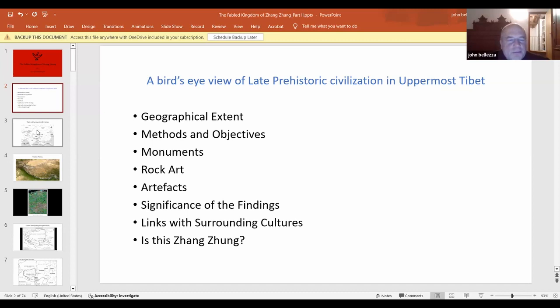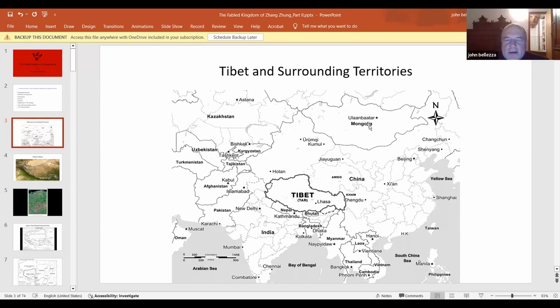I think most people here will be familiar with Tibet and the surrounding area in Asia. The dark area in the middle is Tibet, the so-called Tibet Autonomous Region. But Tibet, of course, extends into Amdo and Kham. It's a very large area, about 2.5 million square kilometers. We've got India to the south, and the Central Asian republics, East Turkestan, Mongolia to the north, and Siberia.